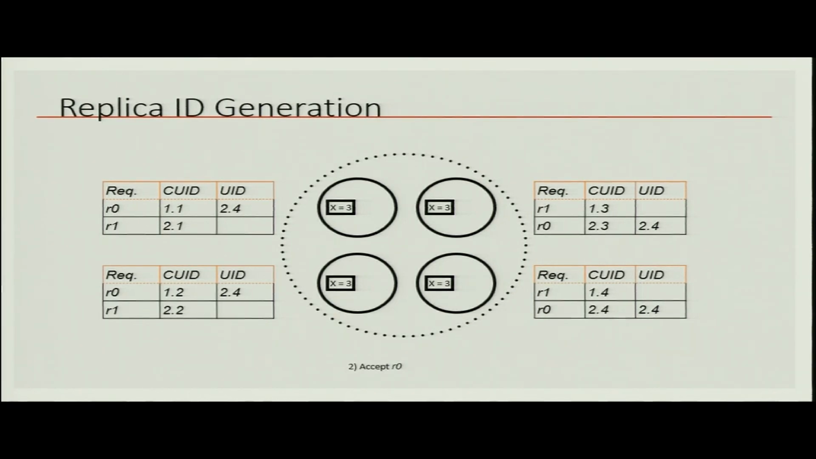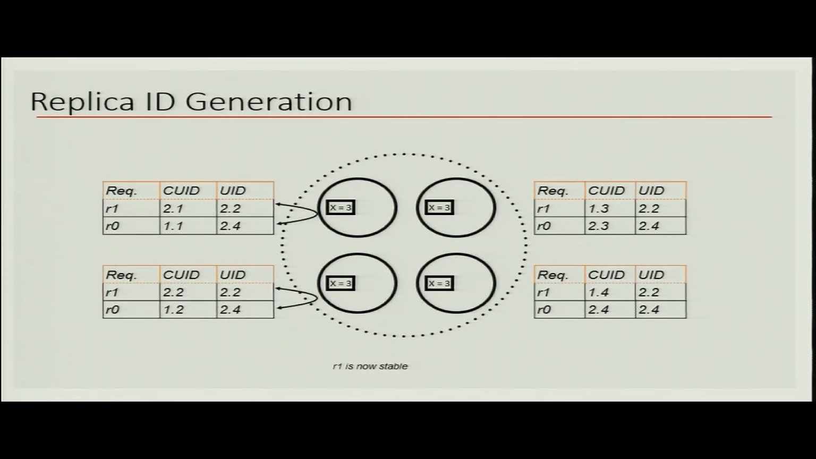This node will say R1 has 2.1, 2.2, 1.3 and 1.4. So 2.2 is the highest, and I will give R1 2.2, and everybody will do the same thing. At this point 2.2 is smaller than 2.4, so therefore the ordering will now become R1 first, R0 second.